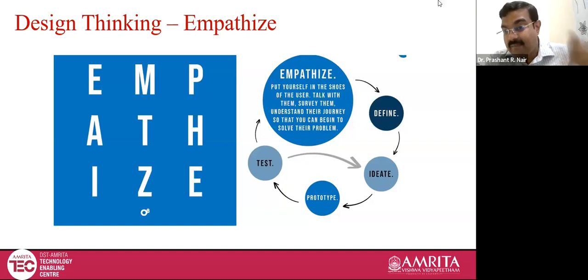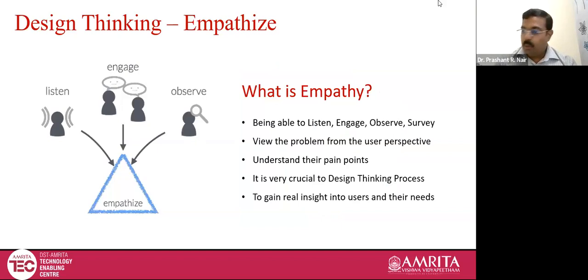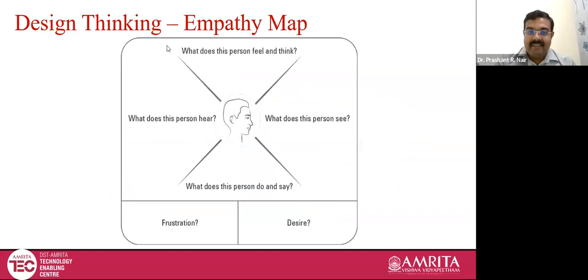thinking, empathizing, which is probably the most important step. And let me tell you, empathizing takes the maximum amount of time. So now, what is empathy? Being able to listen, engage, observe, survey, understand the problem from the user's perspective, understand the pain points, what their difficulties and problems are, and then get this insight.